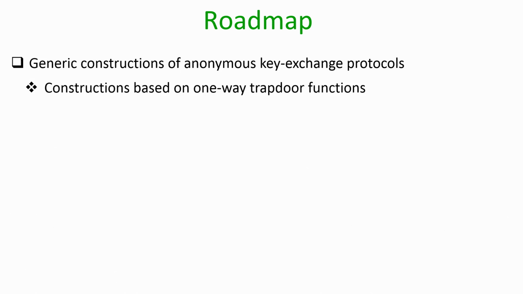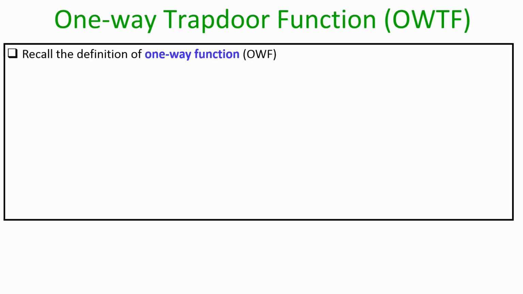Now, what we are going to do here is continue our discussion on key exchange protocols, and we will see generic constructions of key exchange protocols. Namely, we will see constructions based on one way trapdoor functions, which are a very nice mathematical primitive, a fundamental cryptographic primitive, which are more powerful than the notion of one way functions. So, what exactly are one way trapdoor functions?